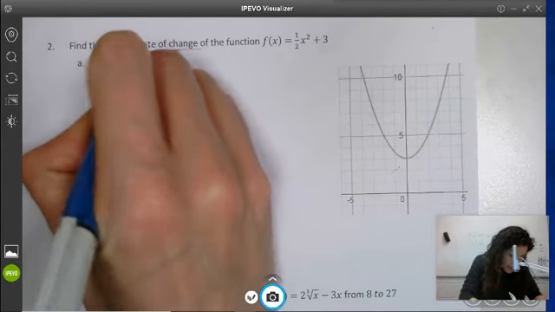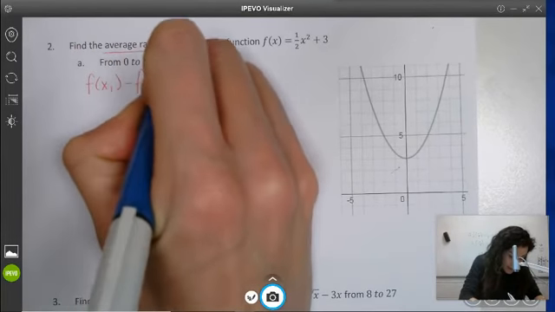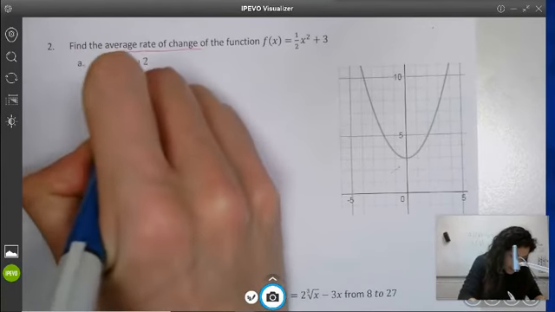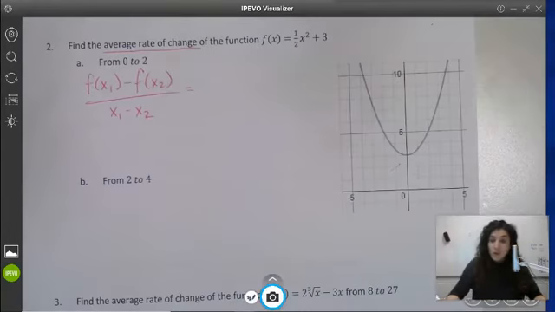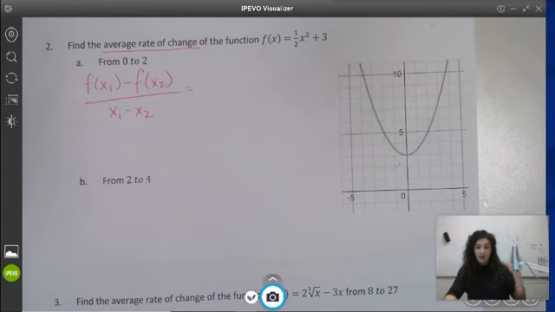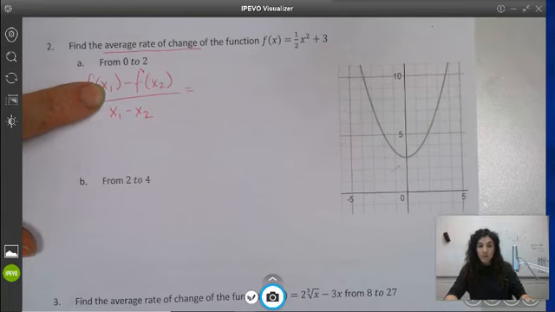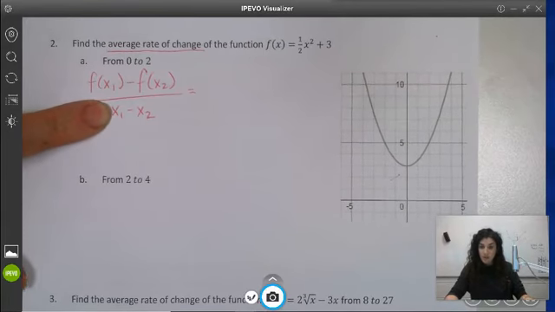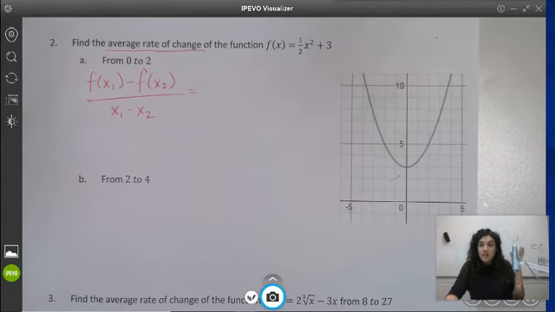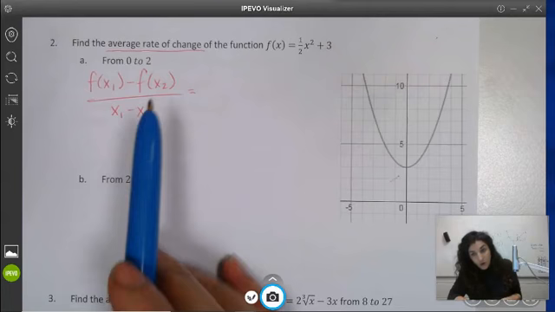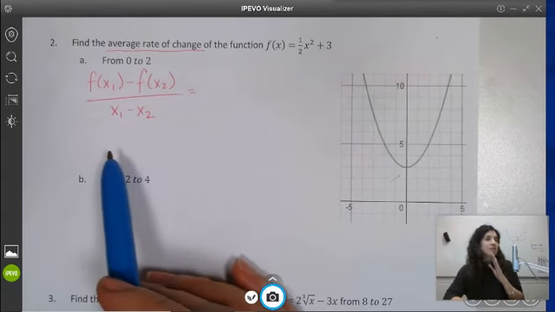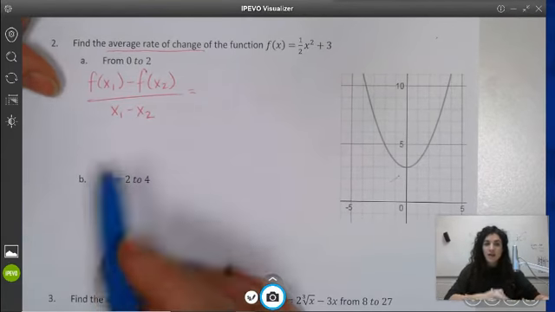Your formula is f of x sub 1 minus f of x sub 2 all over x sub 1 minus x sub 2. Your order here does matter. If you put x sub 1 first up here, you have to put x sub 1 down here first as well. If you did f of x sub 2 minus f of x sub 1, then on the denominator, you would also have to have x sub 2 first. It's just like your slope, okay?